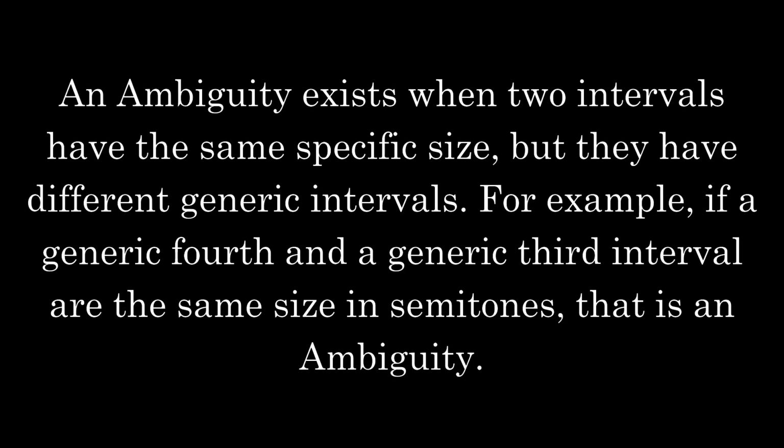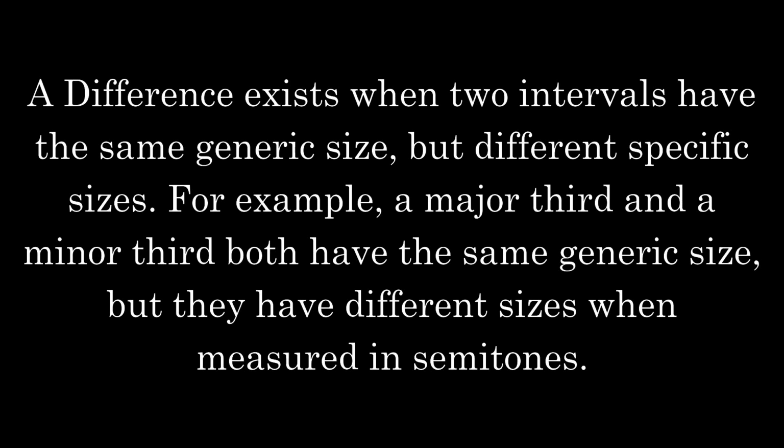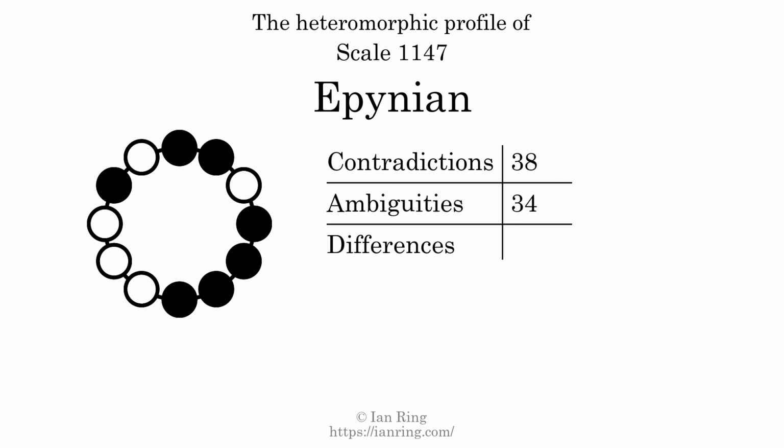An ambiguity exists when 2 intervals have the same specific size, but they have different generic intervals. For example, if a generic fourth and a generic third interval are the same size in semitones, that is an ambiguity. The number of ambiguities in this scale is 34. A difference exists when 2 intervals have the same generic size, but different specific sizes. For example, a major third and a minor third both have the same generic size, but they have different sizes when measured in semitones. The number of differences in this scale is 100.